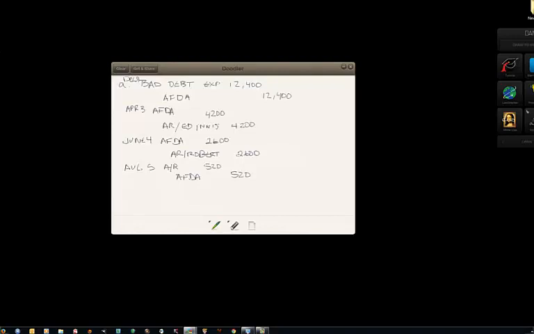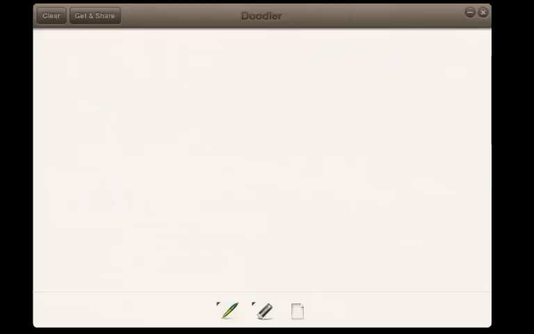So now we journalize the second part, which is the receipt of cash. So we debit cash for $520 and credit his accounts receivable for $520.